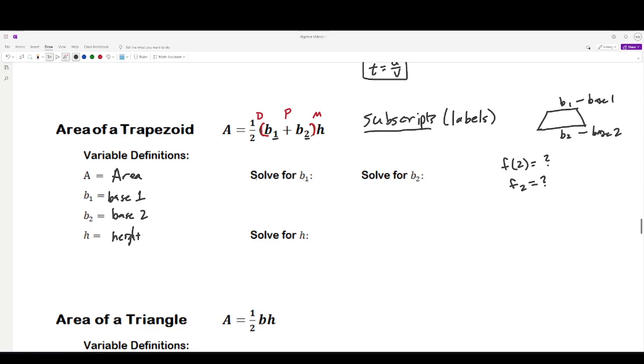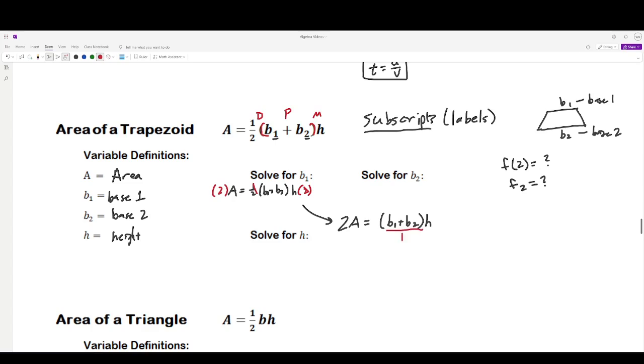I like dealing with the division first, so I would do A equals 1/2 (B1 plus B2) times H, and then I would multiply both sides by 2 to get rid of the 1/2. So at that point, I'm just going to write over here in this blank space, 2A is equal to, still in parentheses, (B1 plus B2) times H. So we still have a parentheses and a multiplication to deal with.